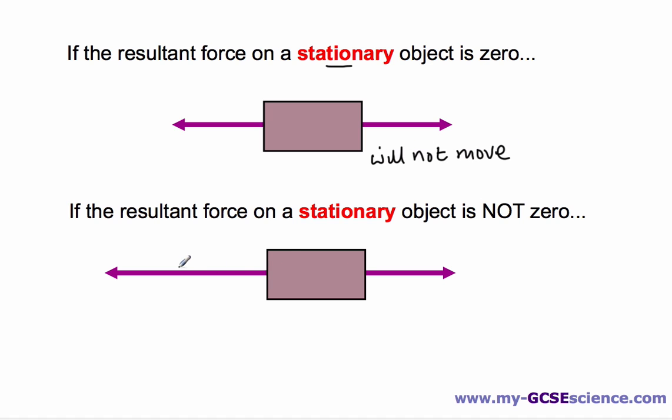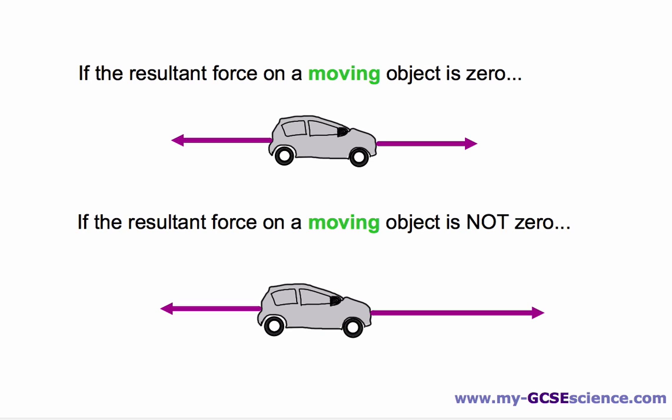Will not move. If the resultant force on a stationary object is not zero, in other words, we've got one force bigger than the other, then this object will accelerate. If you look at the resultant forces on a moving object, if they are zero, then it's very important to remember that this will be moving at a steady speed.